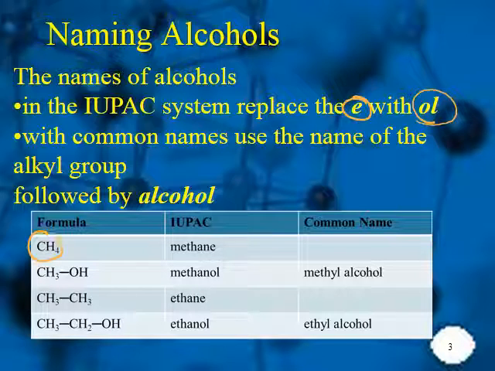So if you have methane, if you add an alcohol to the methane, we turn it into methanol. You see how the E turned to an OL? It's also called methyl alcohol. So again, there are common names. We're not going to use these on the test, but if you see them, that's what they are. Ethane, right? You get rid of that E and add an "-ol" and you make ethanol.